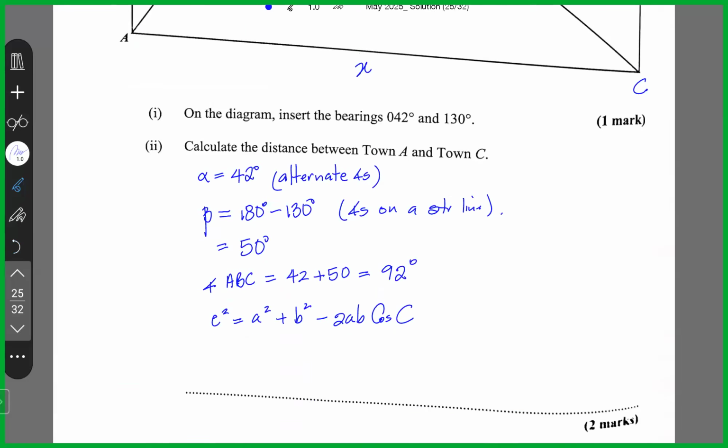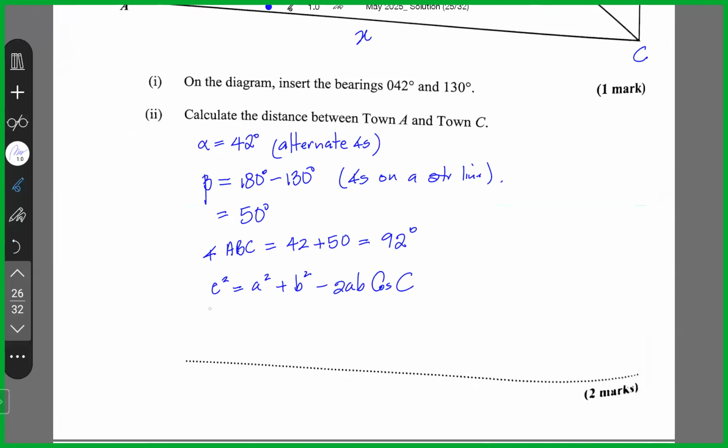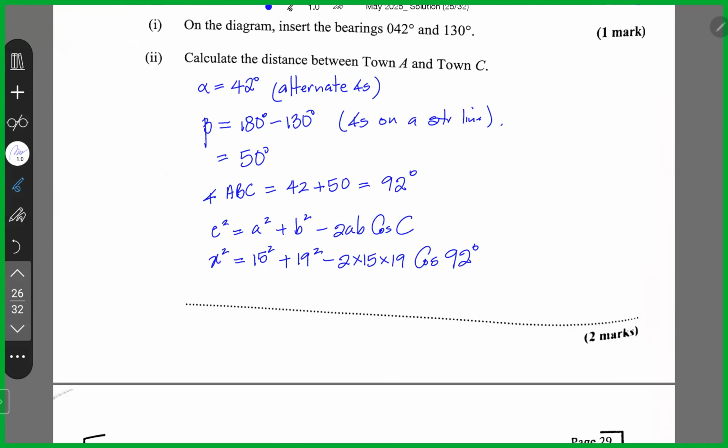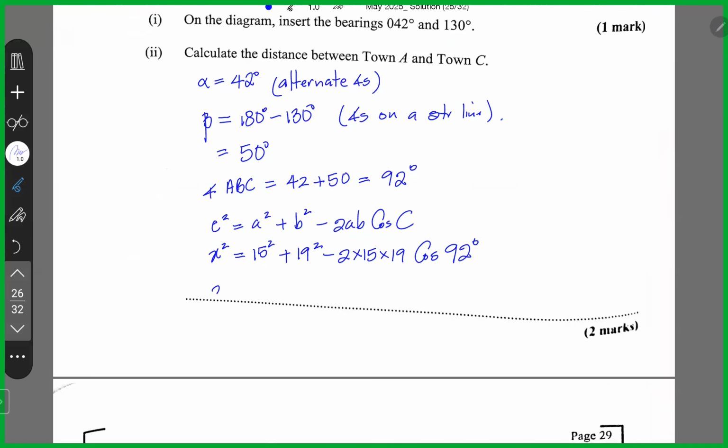In the formula, c is the side opposite the included angle, which is 92 degrees. So this is x squared. a and b are the other two sides. So this is 15 squared plus 19 squared minus 2 times 15 times 19, the cosine of the included angle, which is 92 degrees. To find x, the distance between the two towns, I would take the square root of all of this. The opposite of square is square root.